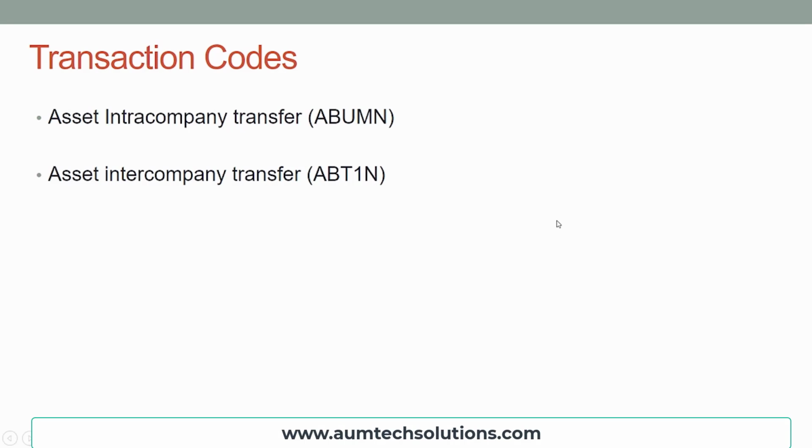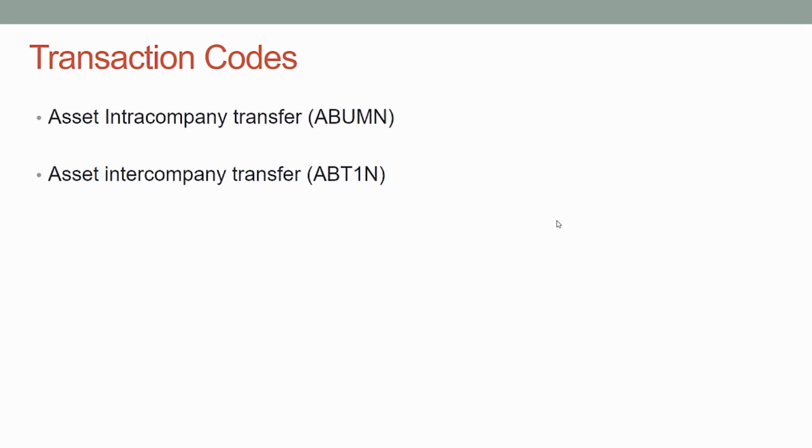Hi. In this lecture, let us look at intercompany transfer. In the last lecture, we did the intracompany transfer. Intercompany transfer of asset is from company code A to company code B. So, company A may sell its assets to a company code B at a price or free of charge, and that is handled through intercompany transfer.